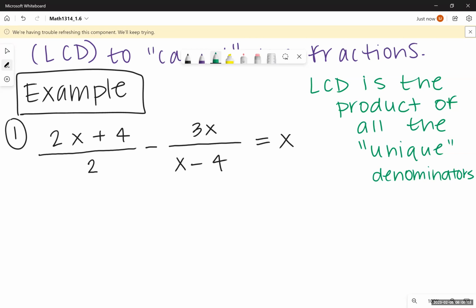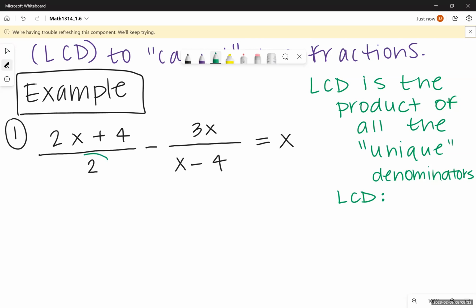Another way of saying it is that it would be the smallest value that all of the denominators can equally divide into. But if we just say right now that it's going to be the product, which means things are multiplying, right, of every single unique denominator, then I think that right there should kind of help explain what we're going to use.